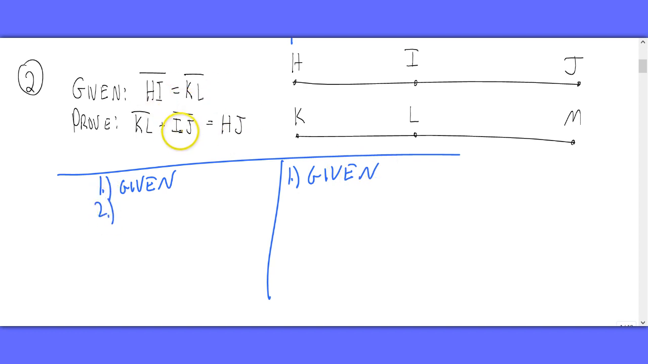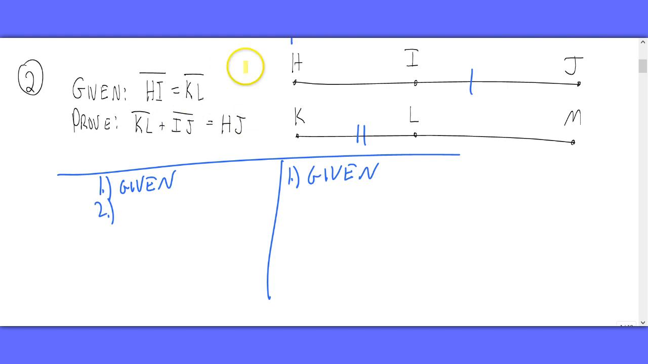So we'll go to the prove statement, and it says we want to prove that segment KL plus segment IJ is equal to the entire segment HJ. Now if you look at those two segments, they're not even next to each other. But if we look at the proof statement, we're trying to match it up as closely as we can.